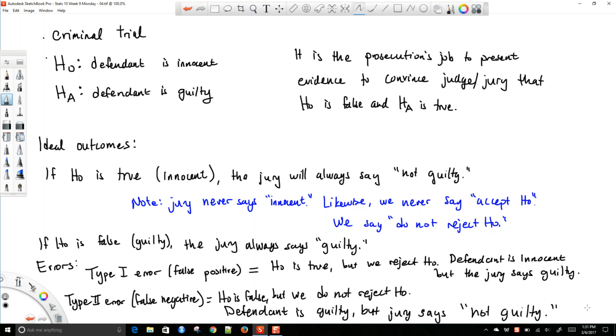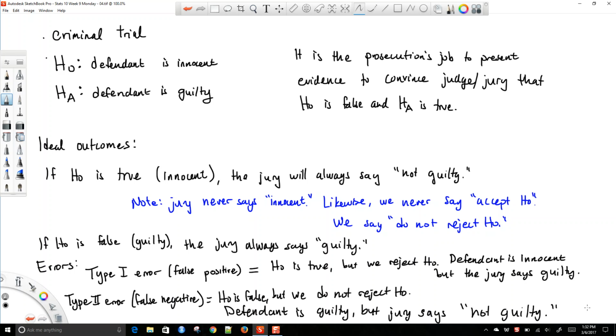All right, is that okay? Type 1 and type 2 error in the context of a criminal trial. Okay, so ideally we don't want either of these errors. Ideally, we only want innocent people always to be acquitted, guilty people always to be convicted. That's what we want ideally.